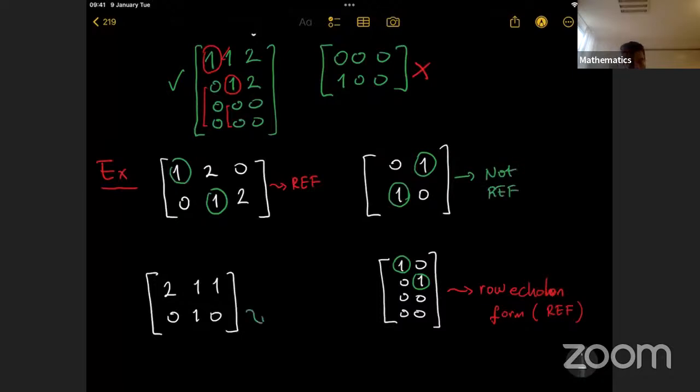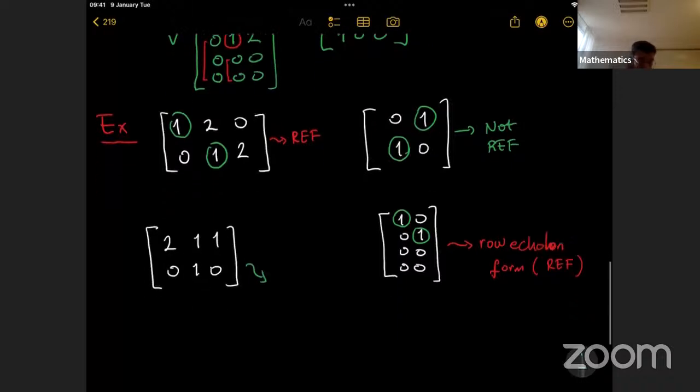What about this? Well, in the first row, the leading term is two, not one. It's not equal to one. That means it's not REF. All right. Any questions with any of these examples?